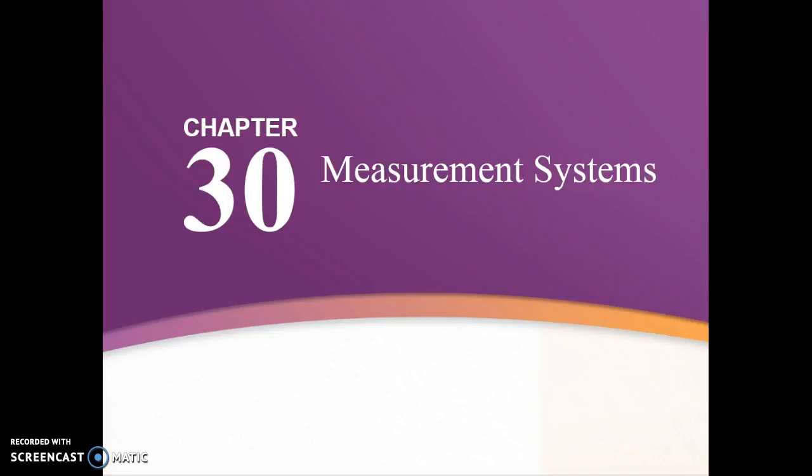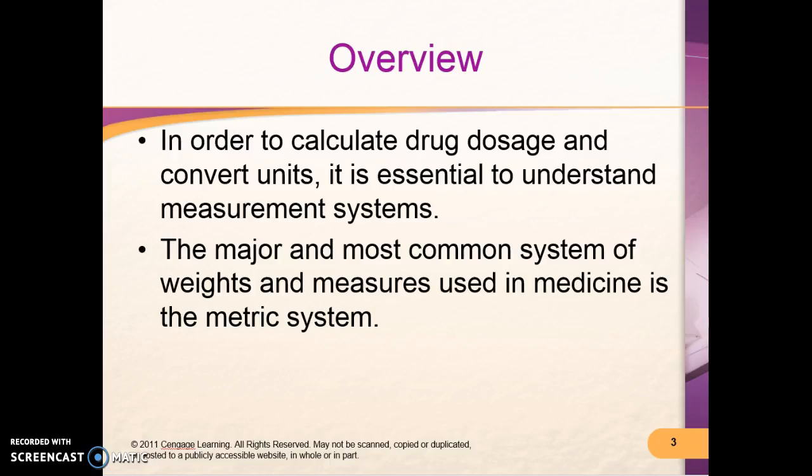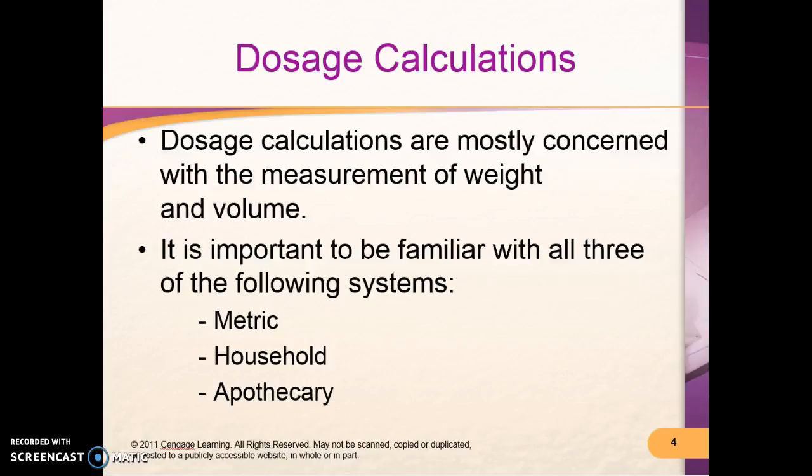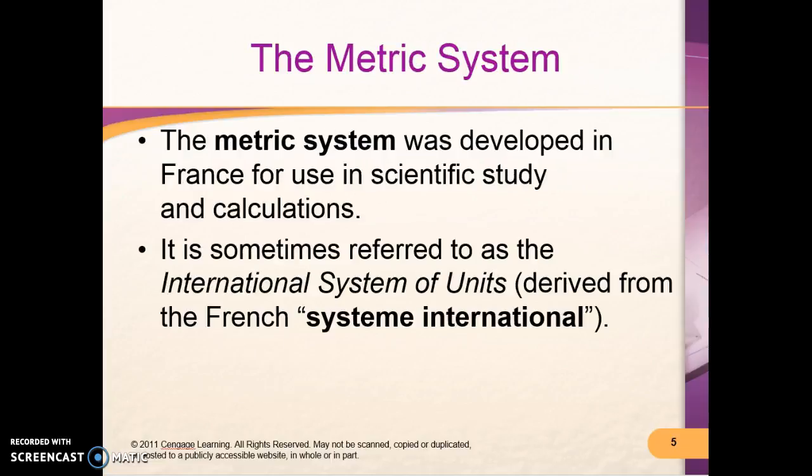So there's 3 systems that you're going to need to be familiar with as you work towards learning how to calculate drug dosages and converting units. So it's really important that you understand the difference between those systems and how to convert between them going forward. Mostly we're concerned with weight and volume when we talk about dosage calculations. So the 3 systems that we're going to be focusing on are the metric system, the household system, and the apothecary system. Now, the metric system is the system that's used most widely throughout the world.